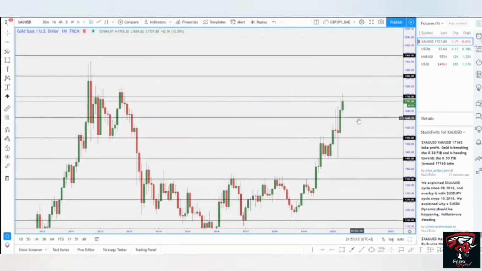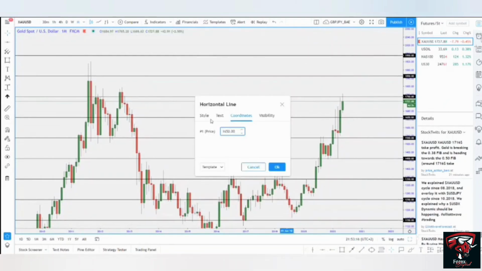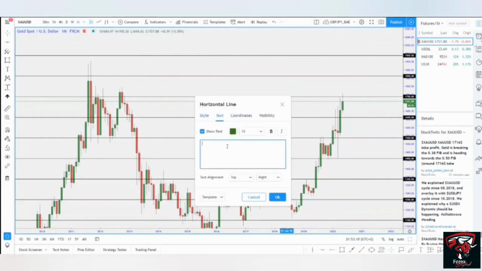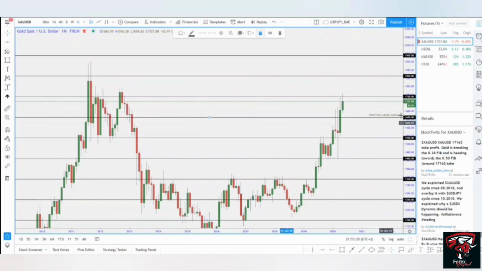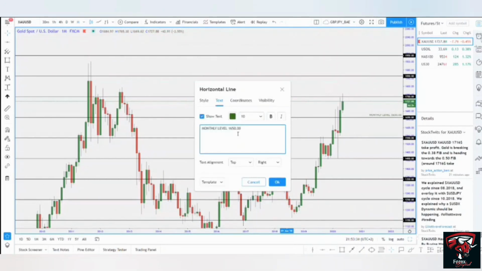Another thing I need to mark out is that for every monthly level, you go to style, go to text, sorry, make sure that you write monthly level, and you can type out 1650, 100 per ounce, and then you click OK. Make sure that it's on the right, so that's your monthly. This is how I mark out my levels per ounce.